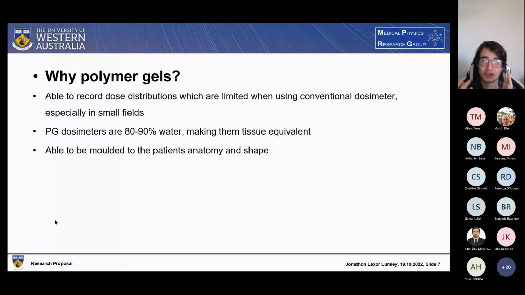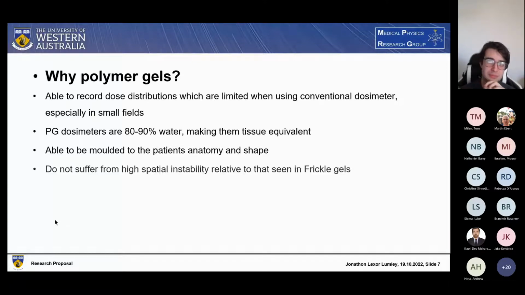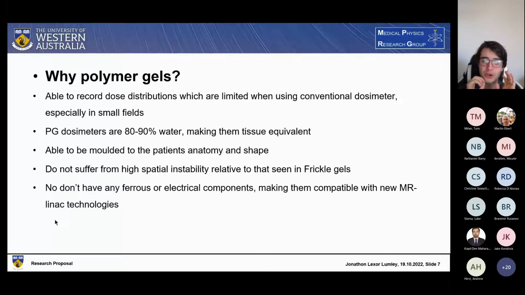If we compare these gel dosimeters to other gel dosimeters, such as Fricke-based gel dosimeters, we notice that polymer gel dosimeters do not suffer from high spatial instabilities relative to that set of Fricke gels. Furthermore, since there are no ferrous electrical components in the dosimeter, they are compatible with new MRI LINAC technologies that are currently rolling out.